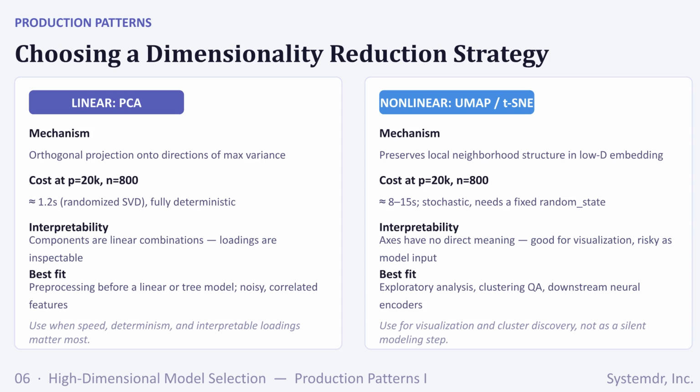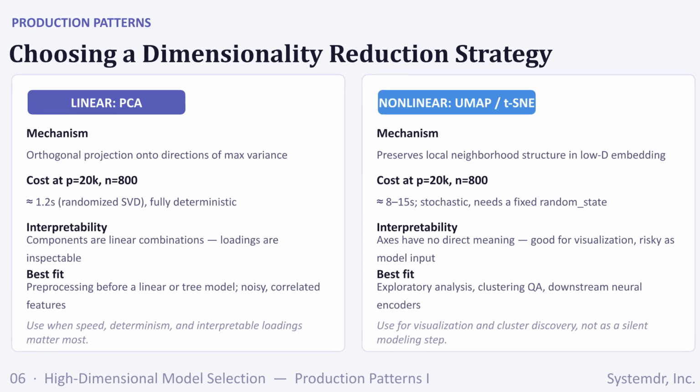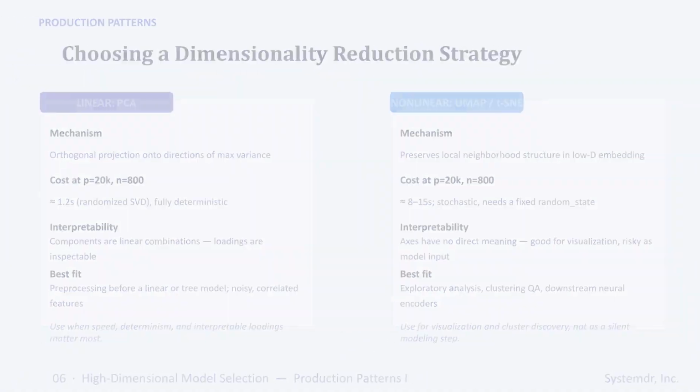A common anti-pattern is feeding UMAP output directly into a production classifier as if it were just another feature transform, without revalidating on every retrain. UMAP's transform step has no guarantee of reproducing the same geometry run to run. Use it for exploratory analysis and cluster QA. Be very careful before you wire it silently into a production model.